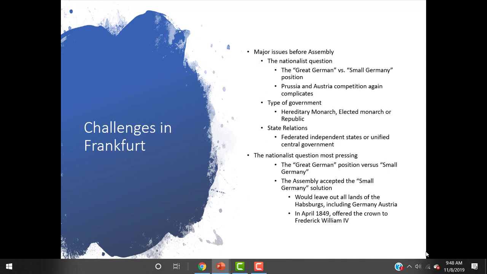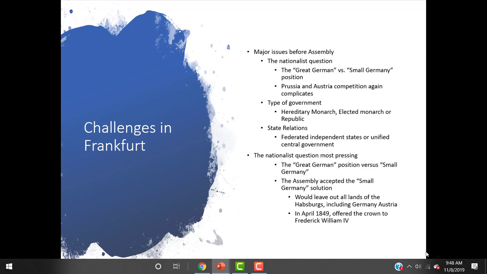The major issues before the assembly began with the nationalist question. Are we going to be a Greater Germany or a smaller Germany? Now, Prussia and Austria are still in competition. Are we going to have a hereditary monarch? An elected monarch? A republic? Federal independent states, or a unified central government? The federal independent states would be similar to the American form of government in the United States, but with a unified federal central government. But, of course, the nationalistic question was the one causing the most concern.